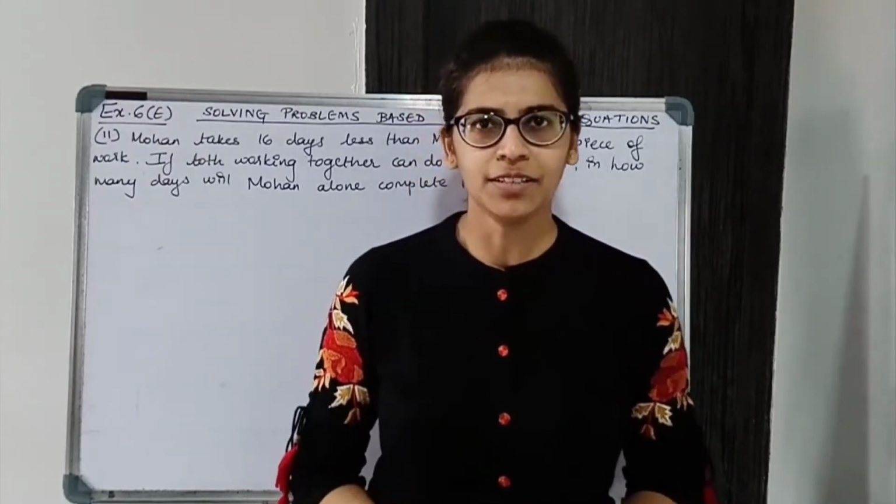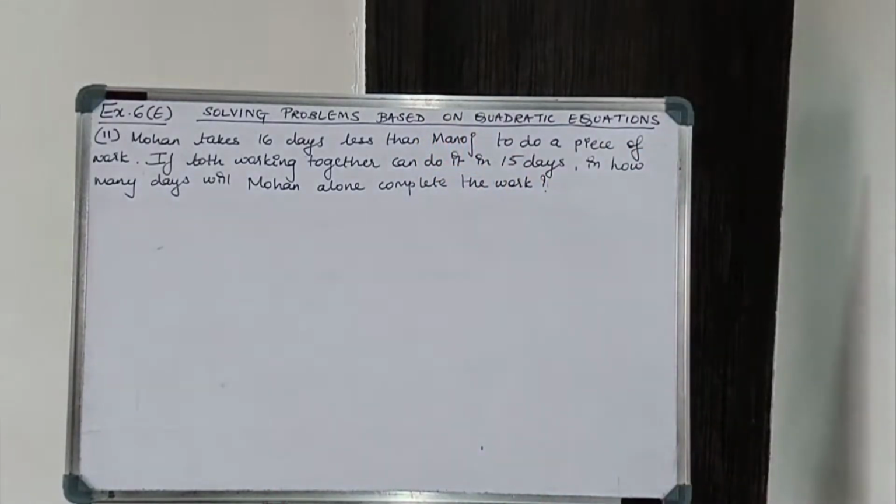Question number 11. Mohan takes 16 days less than Manoj to do a piece of work. If both working together can do it in 15 days, in how many days will Mohan alone complete the work?